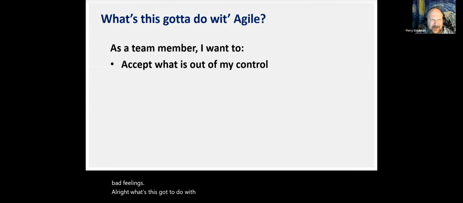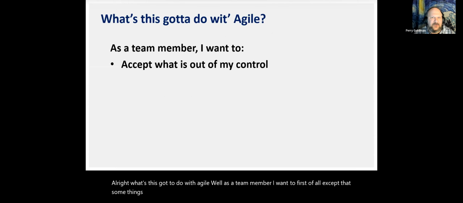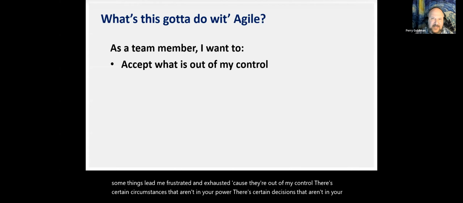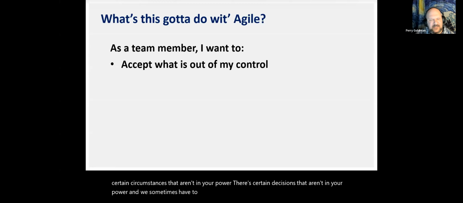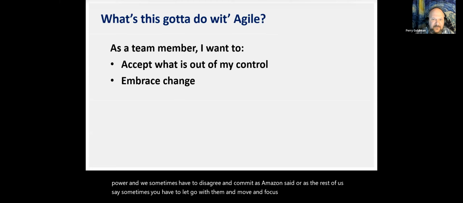Well, as a team member, I want to first of all accept that some things leave me frustrated and exhausted because they're out of my control. There's certain circumstances that aren't in your power. There's certain decisions that aren't in your power. And we sometimes have to disagree and commit, as Amazon said, or as the rest of us say, sometimes you have to let go of them and focus your energy more positively.